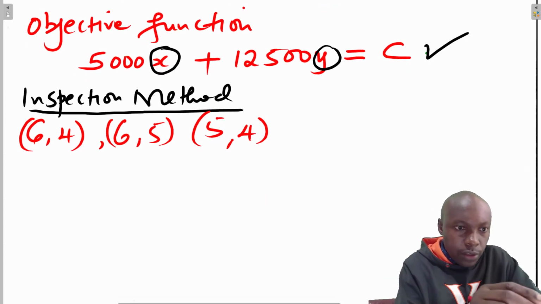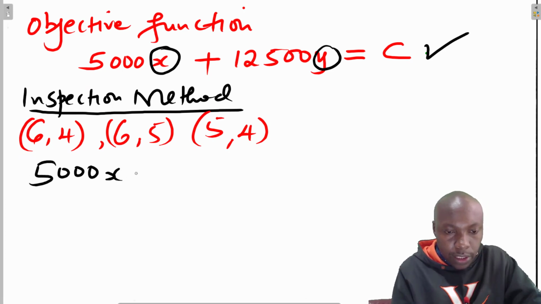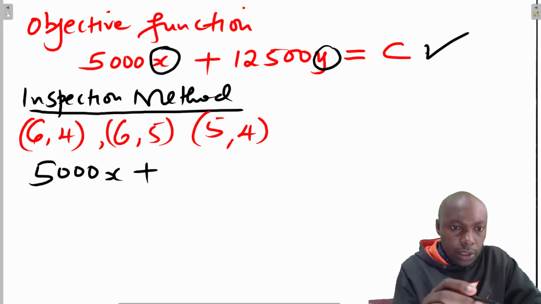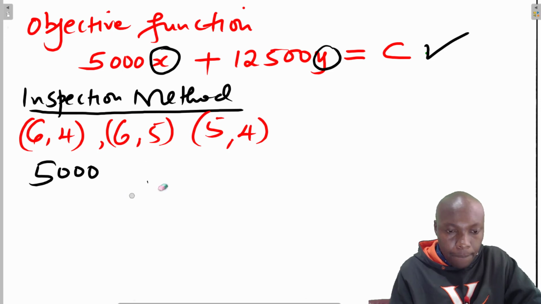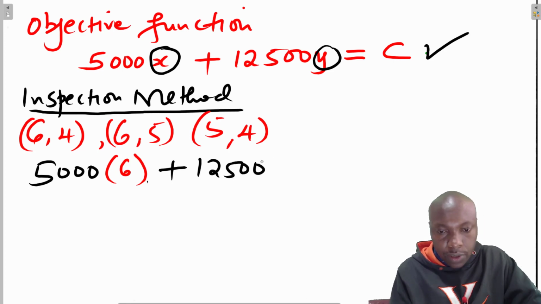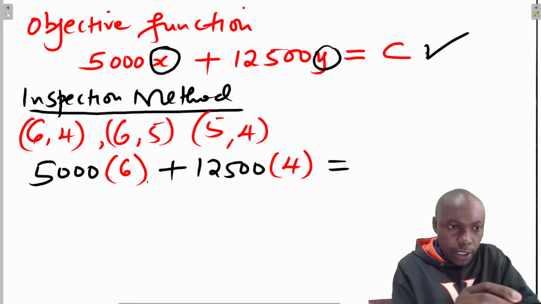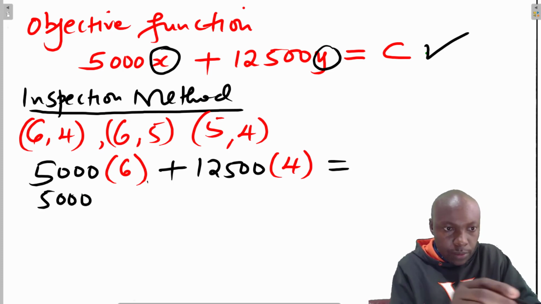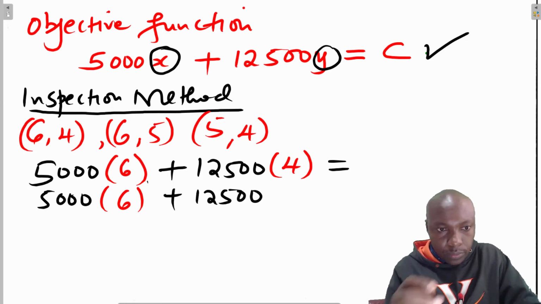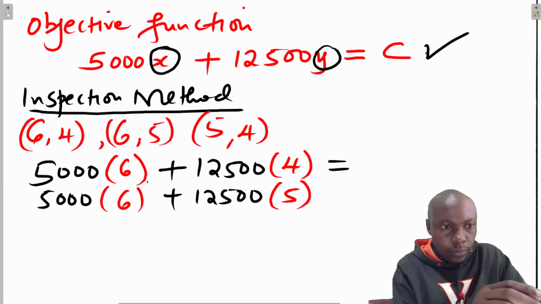So we are going to start with the first one. So 5,000x plus 12,500y. Now we start with 6, 4, and this will give us that cost. Then the second one, we shall work out that later. The second one is 5,000 times 6, 5, and then we shall test also the other one.